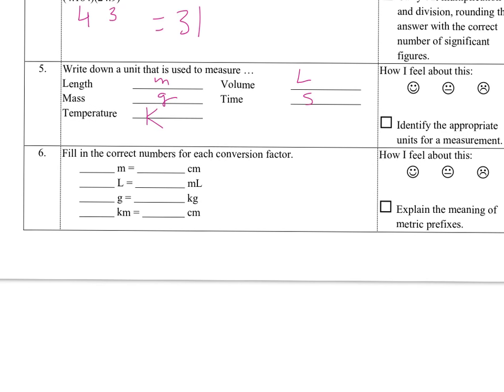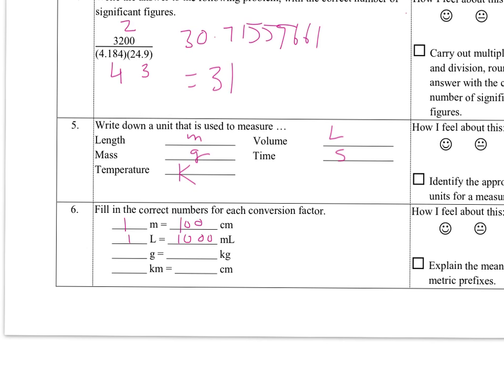Number 6. Fill in the correct numbers for each conversion factor. I guess we could do this any way we want. 1 meter is 100 centimeters. 1 liter is 1,000 milliliters. We could say 1,000 grams is 1 kilogram.